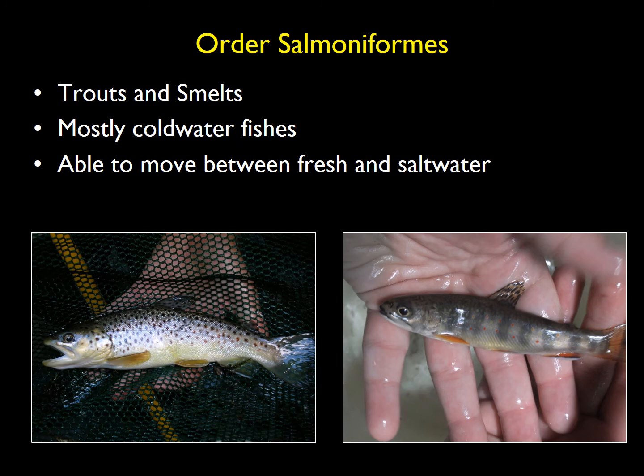Order Salmoniformes. So these are the trouts and the smelts, which the salmon are included in the trouts. These are mostly cold water fishes, and they're able to move between fresh and salt water. So in places where rivers and streams flow into the ocean, trout will migrate back and forth, and they'll go out into the ocean actually to feed on fishes, so they can grow faster and then come back into the streams to spawn.